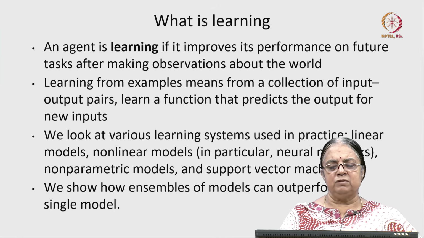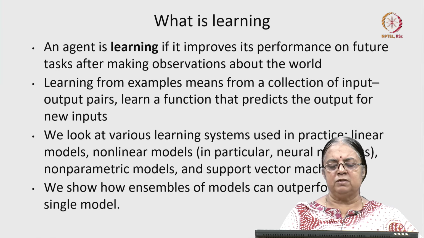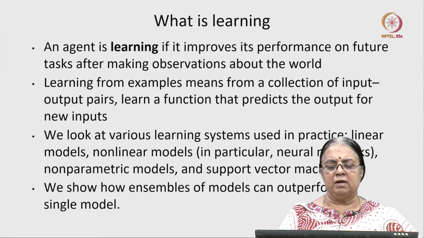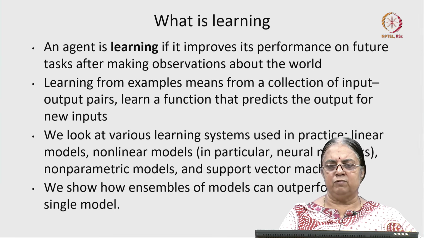First of all, it needs to be able to improve its performance on future tasks, after seeing what is happening in the environment, etc. Whatever performance the agent carries out at this point in time, is it possible to improve that in some way? Another thing is learning from examples. If you have a collection of input output pairs, then if you get a new input, what would be the output for that? Or in other words, the classification task.